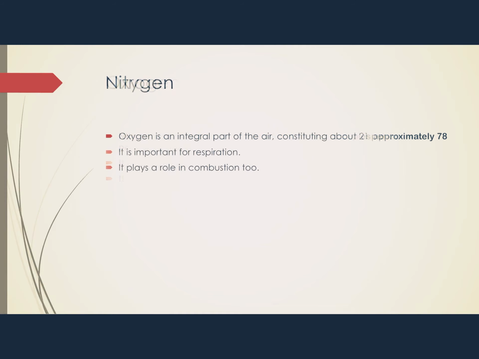Now, let us talk about oxygen. Oxygen is an integral part of the air, constituting about 21%. The presence of oxygen is essential for the survival of all living organisms. Humans, plants, and animals breathe in oxygen and breathe out carbon dioxide. This is called breathing. Oxygen is necessary for us to get energy from food.